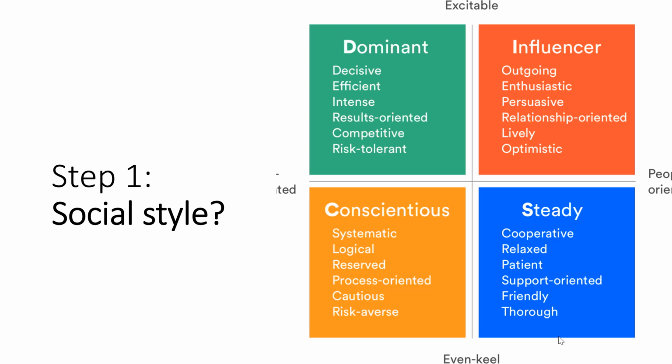So step one, social style. Very simple. Are they extroverted or introverted? Are they task-orientated, people-orientated? And very quickly, you can start to see who's who. Now, what I thought would be helpful is to take you through a practical example of one of the negotiations that I'm actually having at the moment.